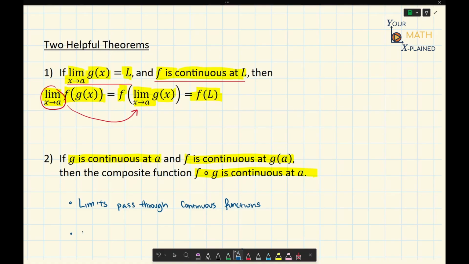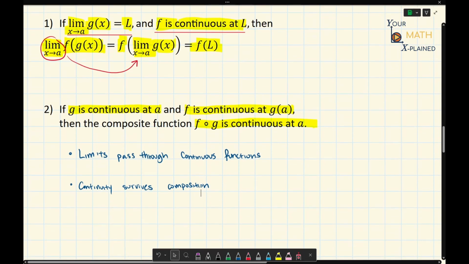And that continuity survives composition. So in reality, we have already been using these two theorems without realizing it. So now that we know these two theorems, let's take a look at a couple of examples where we explicitly use these two theorems.